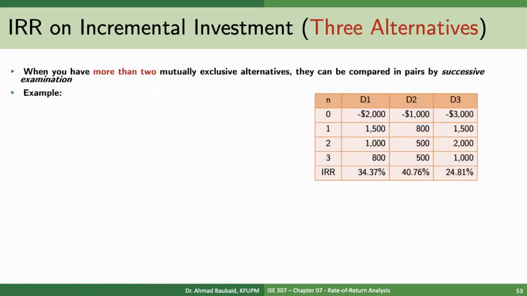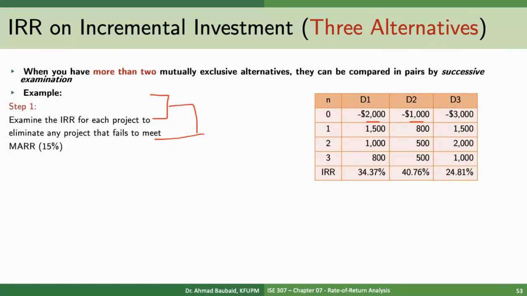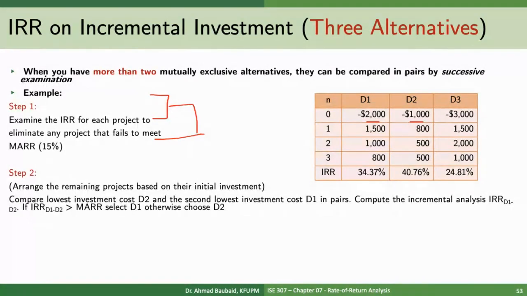What do we do if we have 3 alternatives? Well, we do tournaments, right? We do brackets. So we start with the two lowest and second lowest projects. Compare those two, choose a winner, and the winner faces off against the remaining one, which is D3. So you go sort of in successive steps.